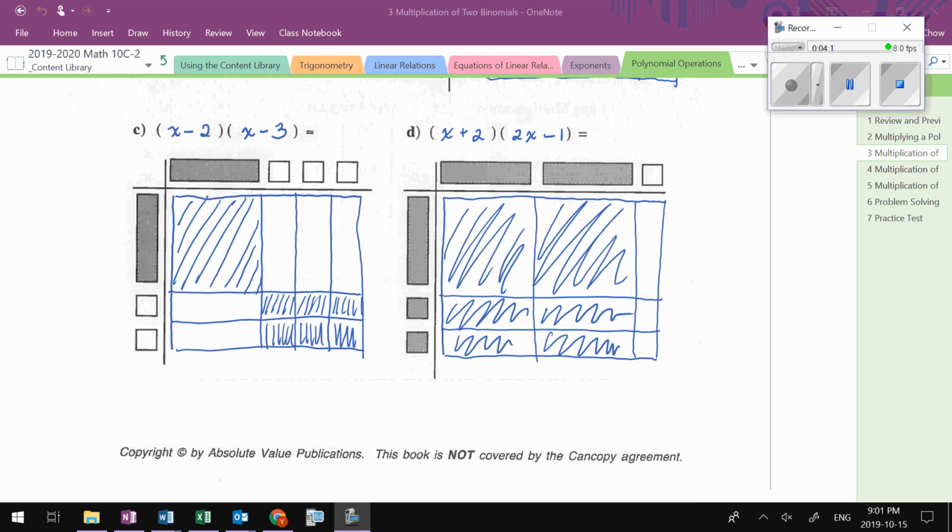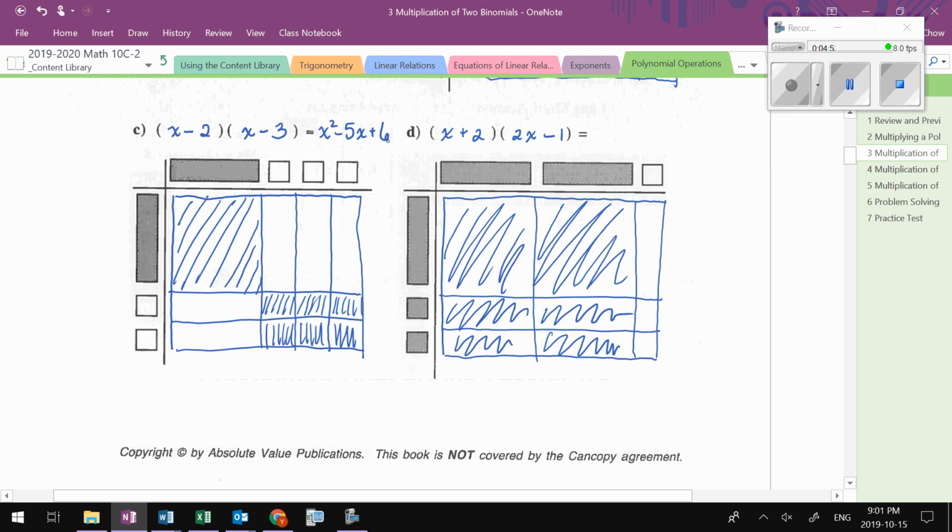So taking a look at C, we can see along the one side we've got x and negative 2. Across the top we've got x and negative 3, or x minus 3. And when we draw in that area diagram, positive times positive is positive. Positive x times negative 2 here gives us negative 2x. Positive x times negative 3 gives us our negative 3x, and then negative 2 times negative 3 gives us our positive 6. So our area is x squared minus 5x plus 6, and that's our product as well, of course.